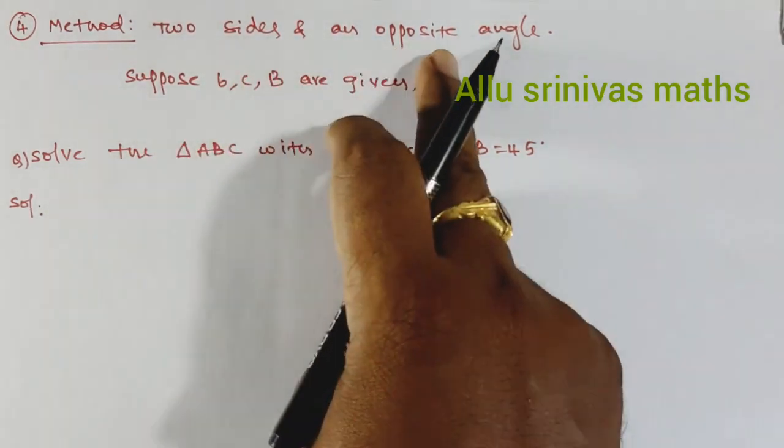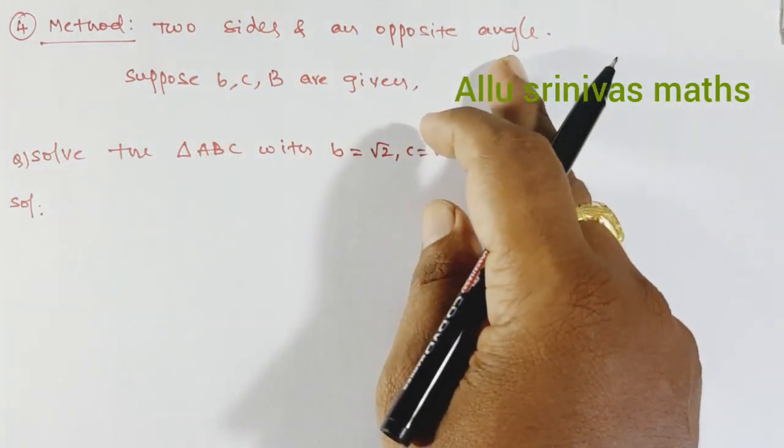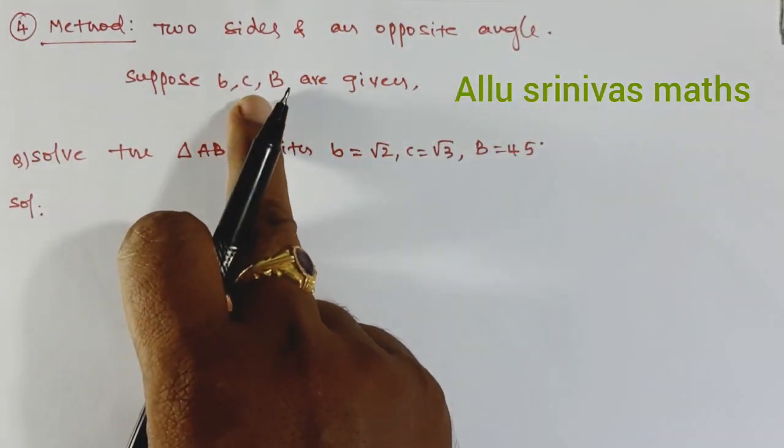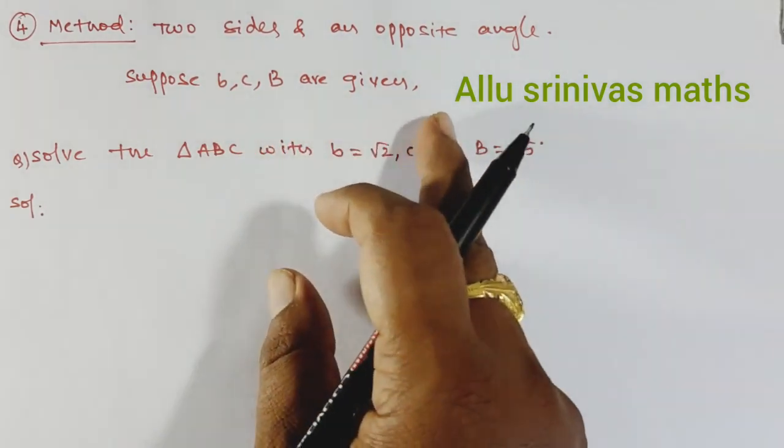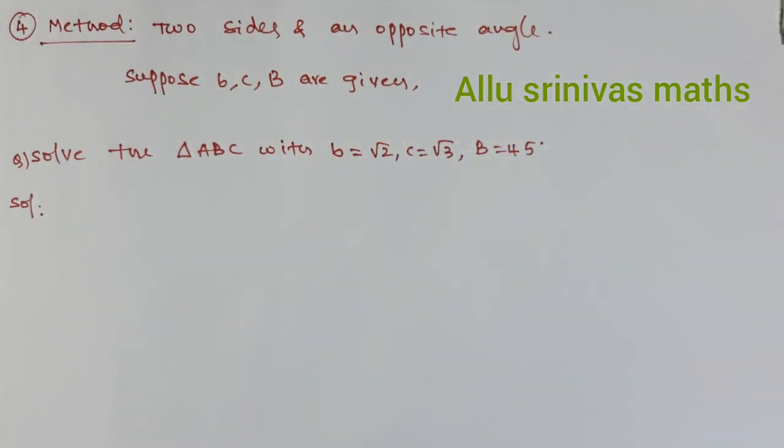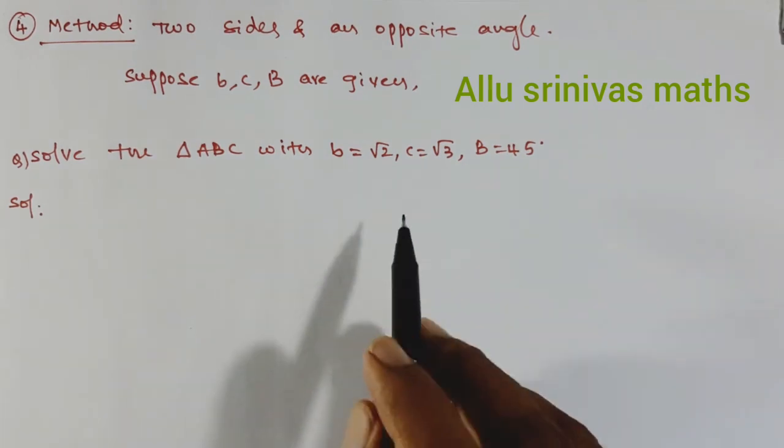Now we discuss another method in solution of triangle. Two sides and an angle opposite to one of them are given. Suppose side b, side c and angle B are given. In this case, there may exist two triangles or one triangle. So now you take a problem in this method.